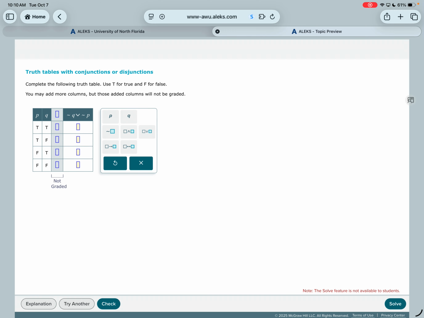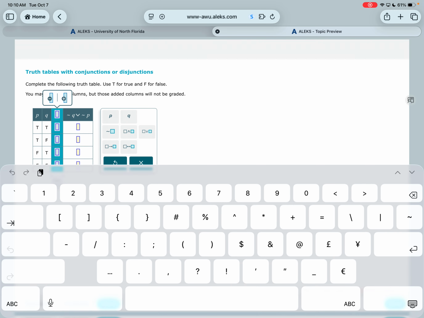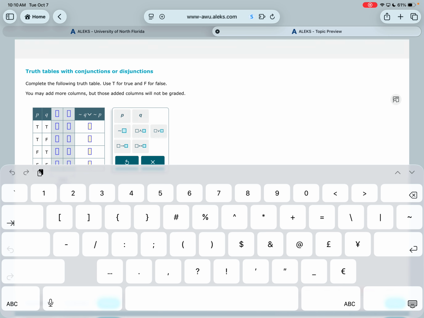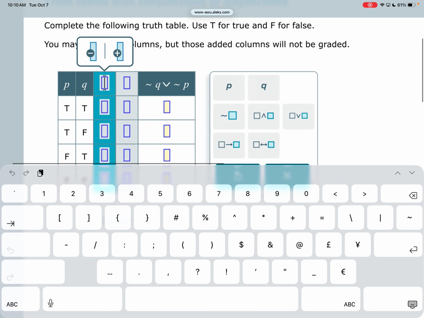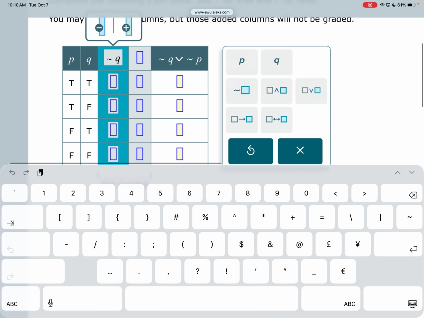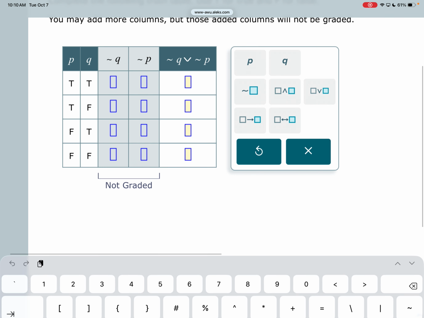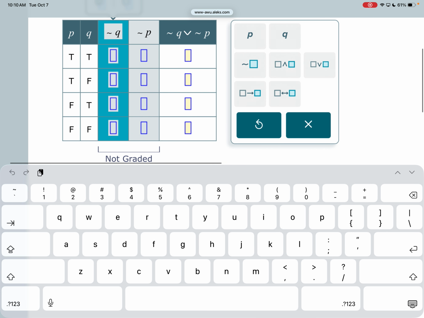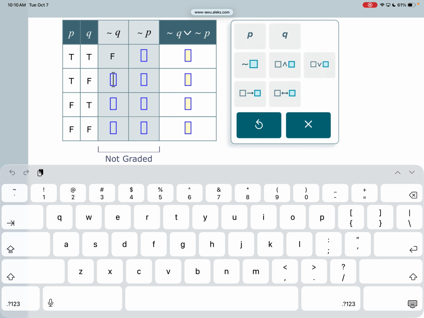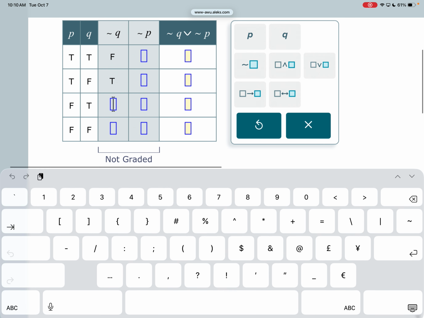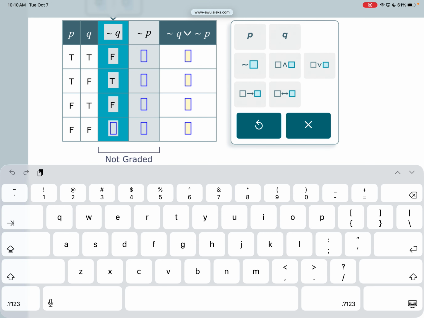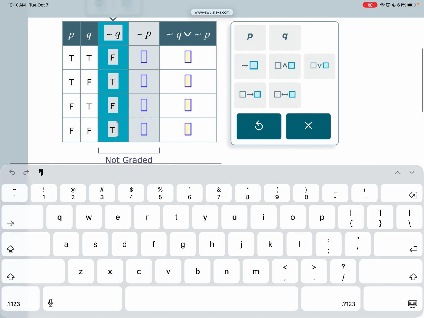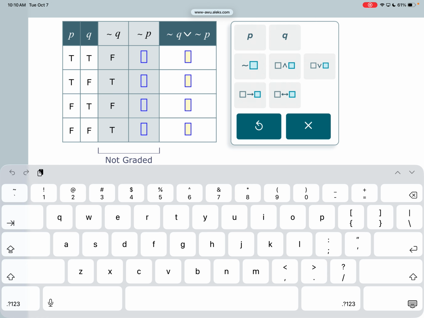Do one more of these real quick. So on this one, you have the nots in there. So the first thing I want to do is find not Q, and then I'm going to find not P, and then I'll put them together. So not Q is the opposite of the Q column. So on this, for the nots, I'm only looking at one column. Okay. The not P column is the opposite of the first column.